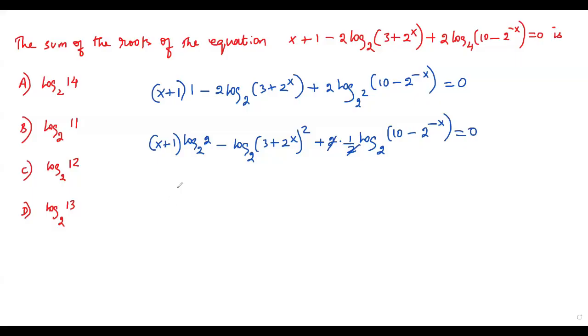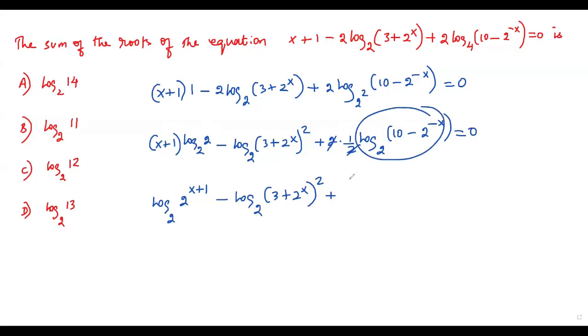Also here I can use the power rule of logarithm. That is, the factor multiplied in front of the logarithm can be taken as the exponent of the argument. Then I'm getting log base 2 of 2^(x+1), taken as the exponent of the argument over here. Then we get − log base 2 of (3 + 2^x) the whole squared, plus, here we have just 1, and when I multiply this logarithm by 1, I'm getting the same thing, log base 2 of (10 − 2^(−x)) = 0.